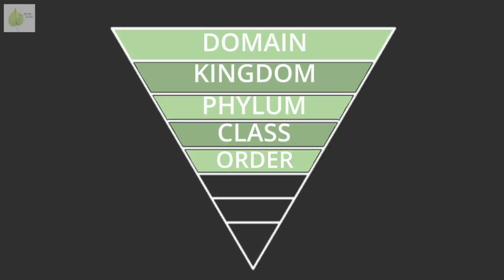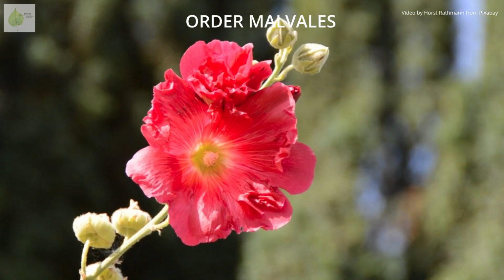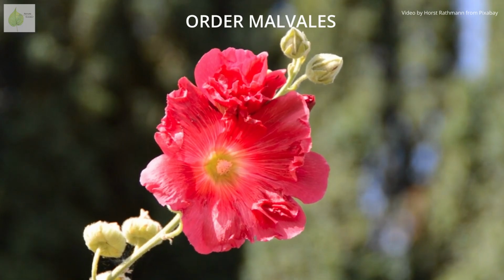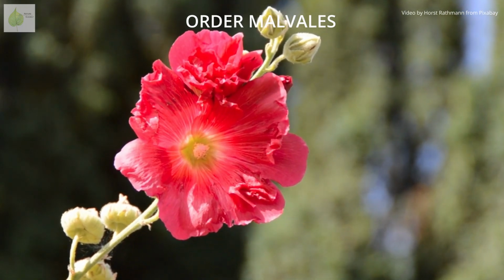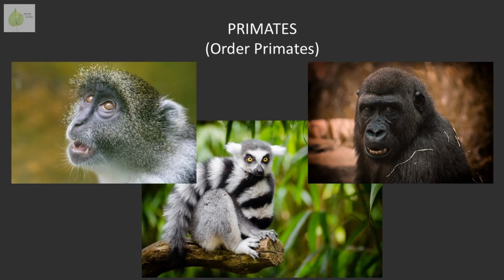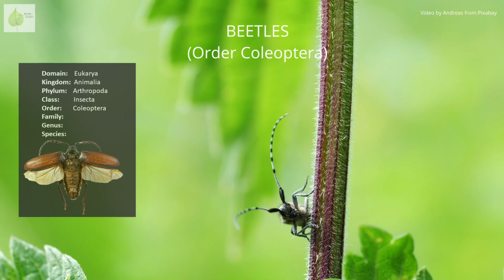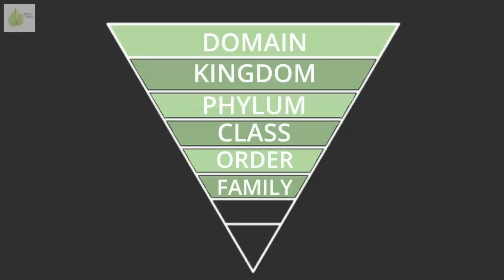Continuing down in the hierarchy, we get to order. Although it is used for all living organisms, you might be most familiar with animal orders. You have probably heard of rodents, order Rodentia, primates, which is an order that humans belong to, or Coleoptera, like in our example, which comprises beetles.